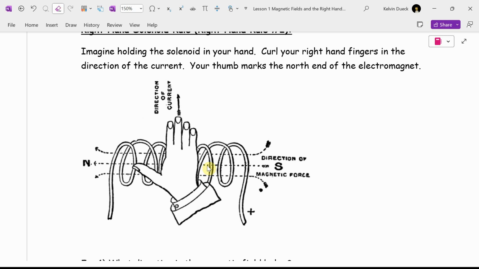So, for my solenoid analogy, I'll use a tube like this. I imagine I'm holding the solenoid in my hand. The wires are going this way. The current can either be going this way, or it can be going this way. I hold it in such a way that my fingers match the direction of the current, and my thumb is pointing north inside the solenoid.